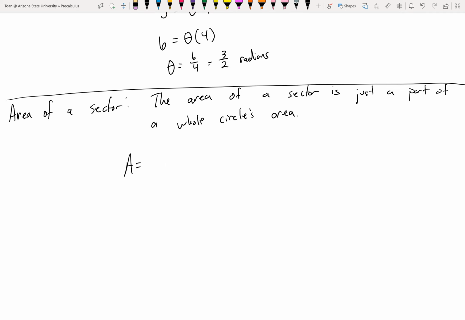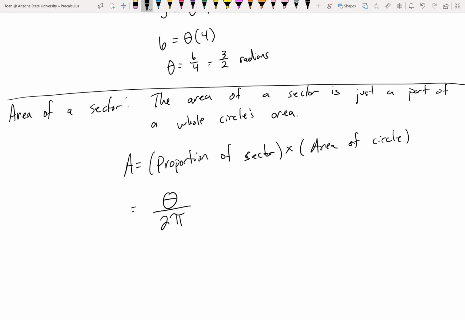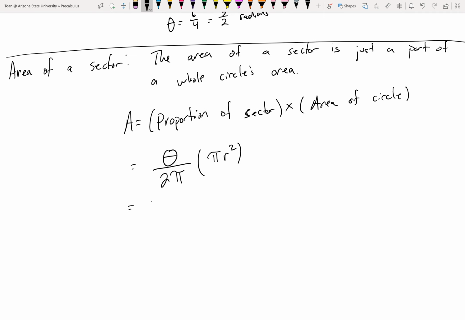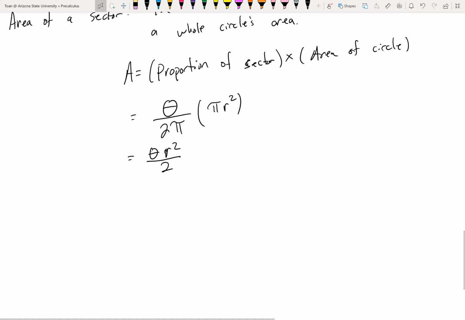Let me go ahead and write down the idea. So area A equals proportion of sector times area of circle. So that's going to be central angle over whatever the total angle is, we'll stick with radians, 2 pi, times the area of a circle formula, pi r squared. So in this case, the pi's cancel out, and you get theta r squared over 2. Most people, however, like to write it like this: 1/2 theta r squared.